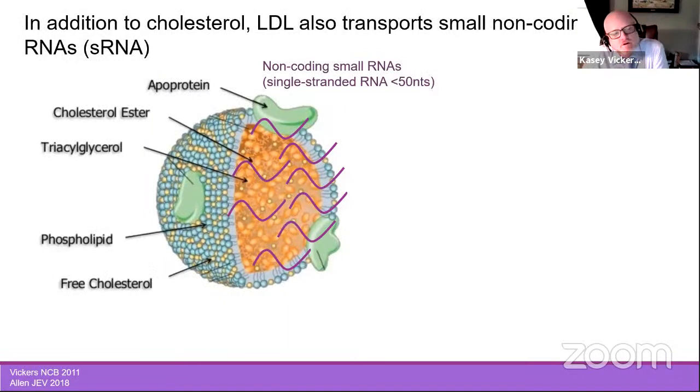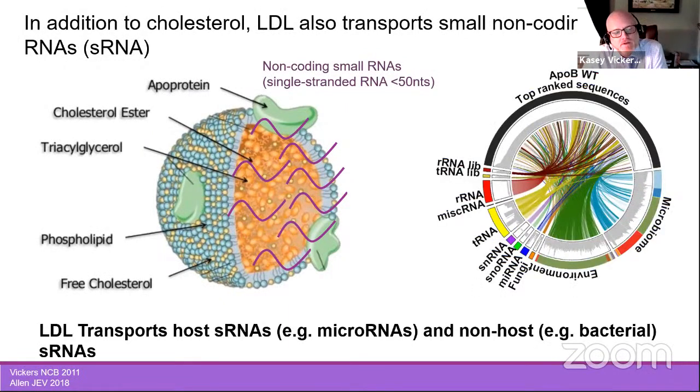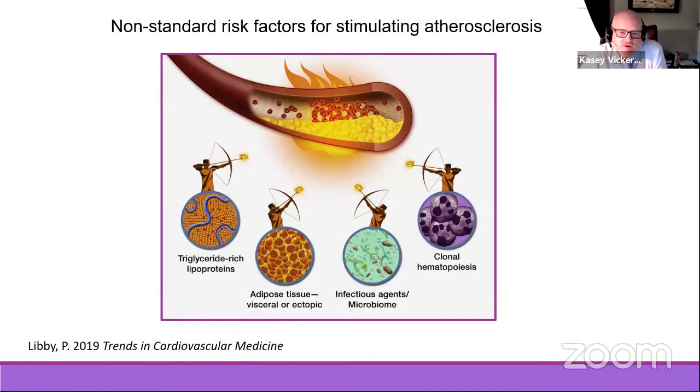So let's talk a little bit about the RNA on LDL. Back about 10 years ago, we found that LDL transports microRNAs. And over the last decade, we've used small RNA sequencing to really characterize and profile the RNAs on LDL. A few years ago, we published a study showing that LDL, ApoB-containing lipoproteins, are highly enriched in microbial RNAs. So we think that the microbial RNA on LDL really fits this kind of non-standard risk factor for stimulating atherosclerosis.